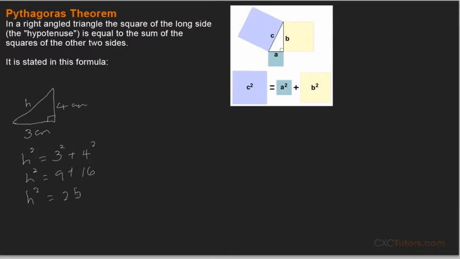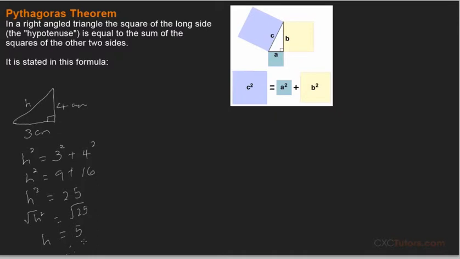So we know that 25 is a perfect square. For us to solve for h, we take the square root of both sides. When you take the square root of h squared, your answer is basically h. And when we take the square root of 25, we get 5. So in this case, h is equal to 5 centimeters.